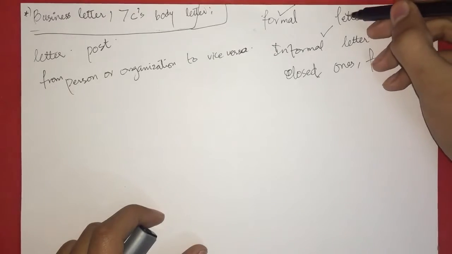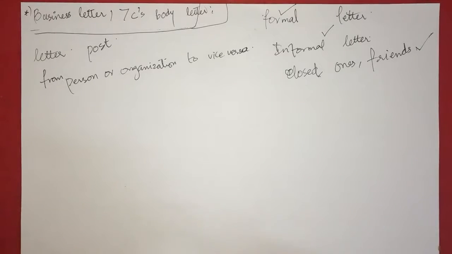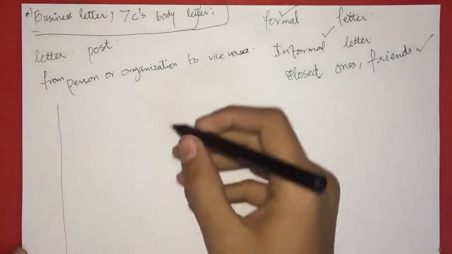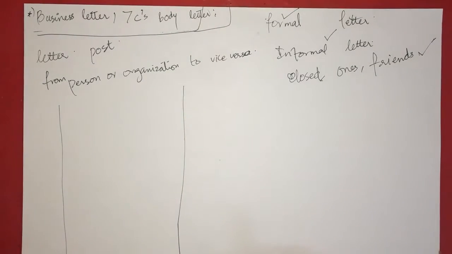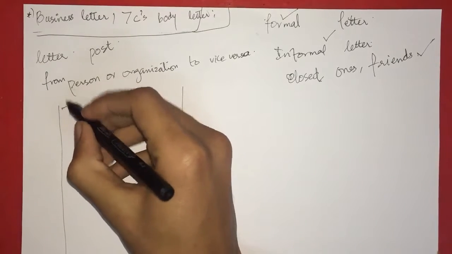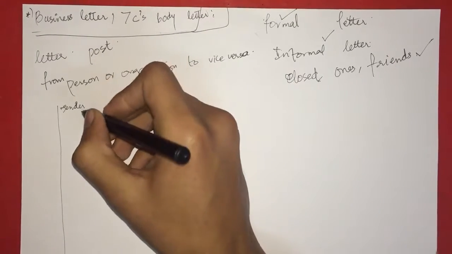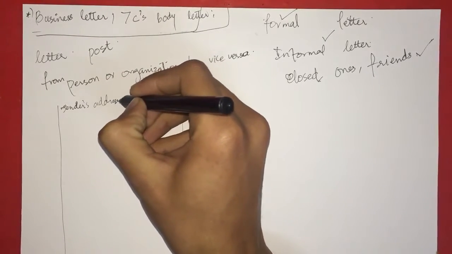So in a formal letter, you have standards. You have a standard layout for your letter. I'm just going to draw a layout for a formal business letter. So right on the top left corner, you have the sender's address. For example, if I am writing the letter, I am the sender of the letter. So here it will be my address on the top.